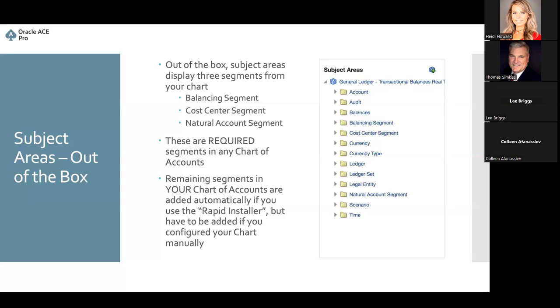And one of the rescue gigs that Tom was talking about earlier, that we've actually been doing really recently, none of these steps have been done. So the rapid installer wasn't used, and so OTBI isn't going to work for them. So we're going to walk through what rapid installer would do as you go through there, and what you can do manually in order to get your subject areas actually showing your full chart of accounts out there.